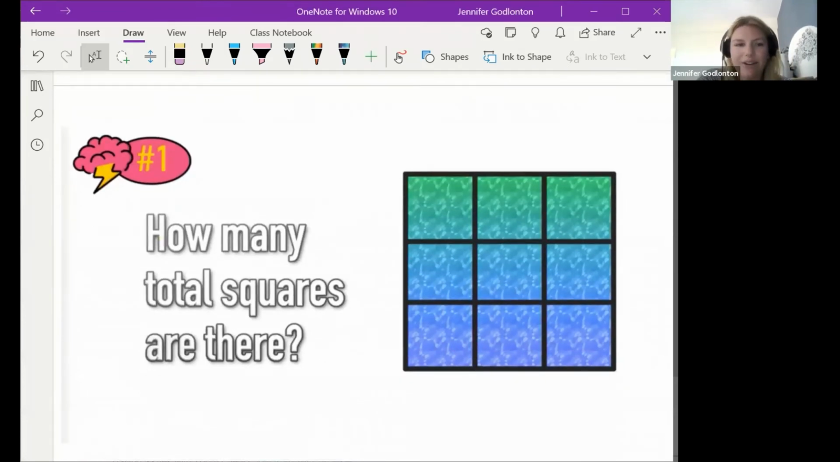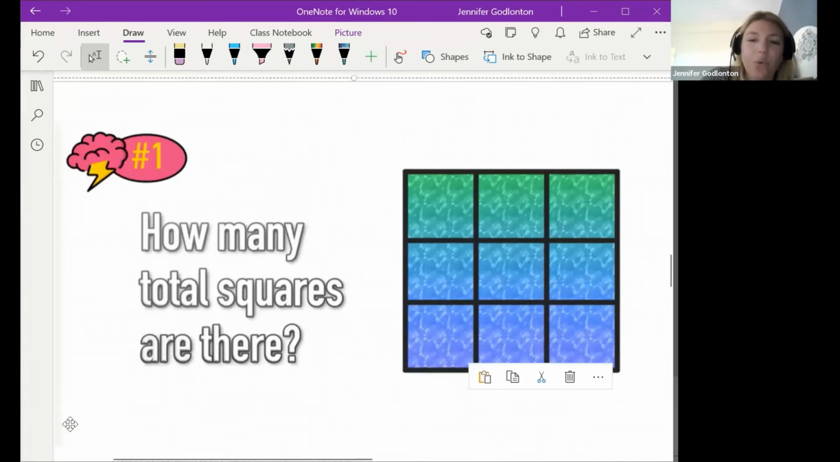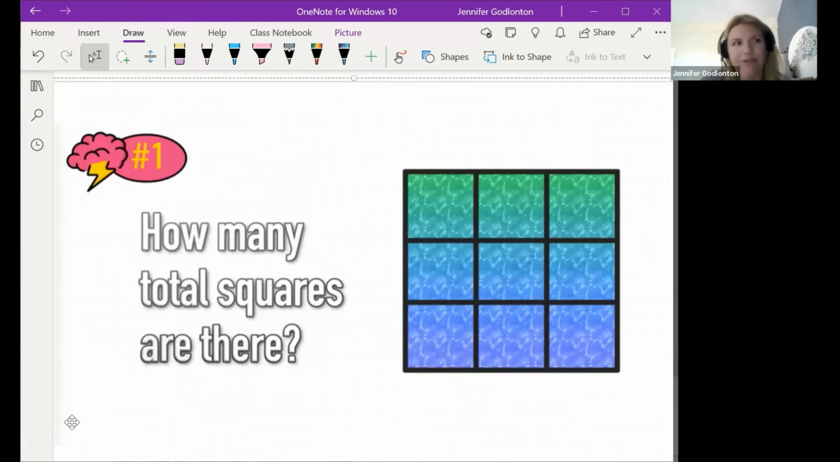Okay, so your democracy won. This is your puzzle. I want to know how many squares there are in this picture. Let me know. First one to say it or to write it. It's 9. 9 is wrong. 10 is wrong.